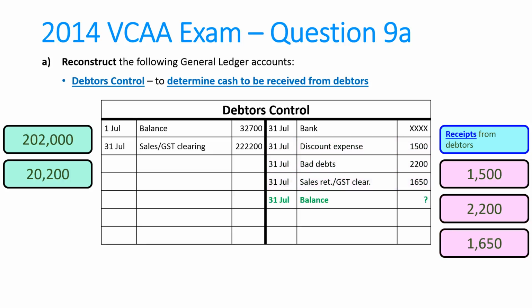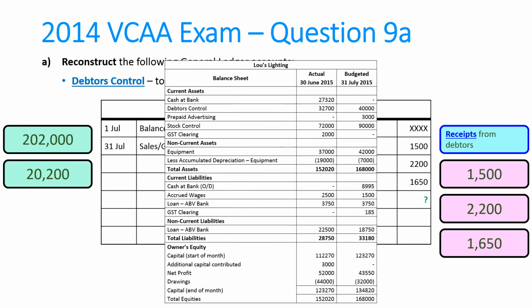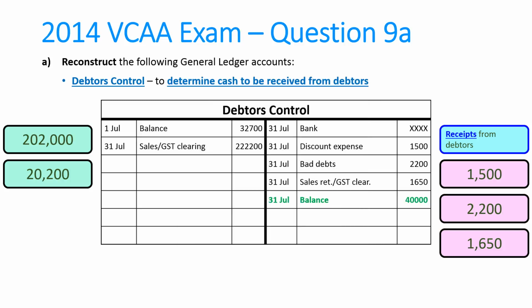So what I'm missing now, to finish this, is the balance at the end of the period. What is debtors control expected to be? So to get that, I'm going to go to the balance sheet and I'm going to look under debtors control in the budgeted result for the 31st of July. So debtors are expected to be 40,000, so I can put that number in there. I know that'll carry down on the 1st of August.